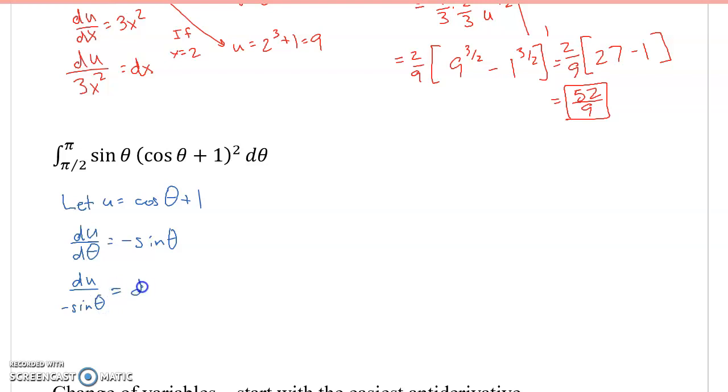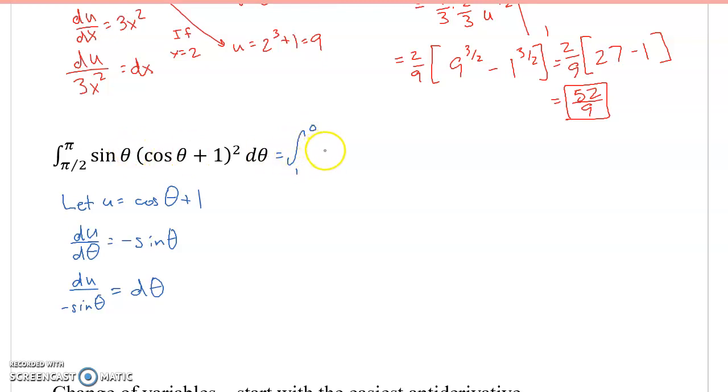So when we rewrite this, let's see, pi over 2, the cosine of pi over 2 is 0. 0 plus 1 is 1. And then cosine of pi is negative 1. Negative 1 plus 1 is 0. I think I was thinking ahead to that.